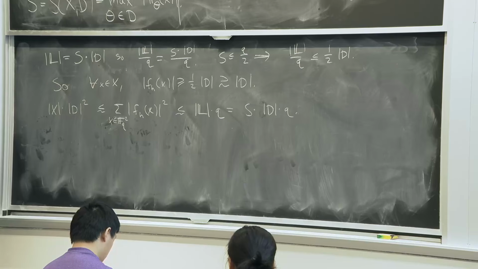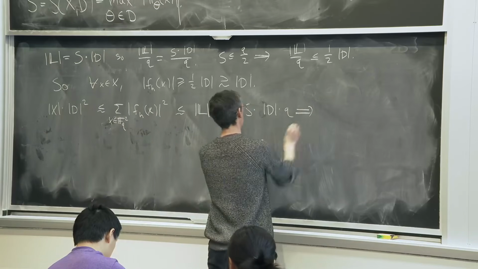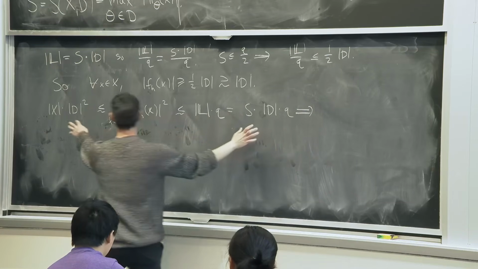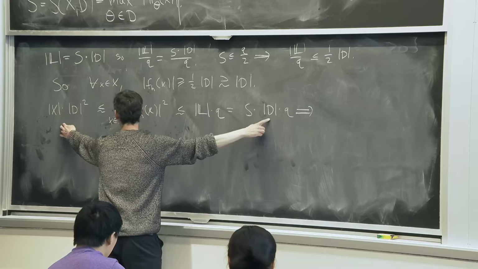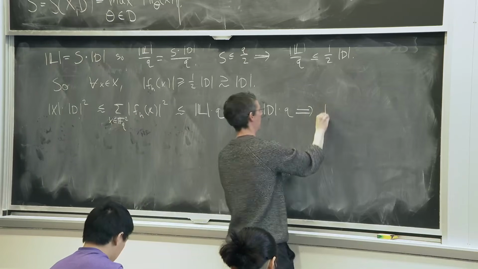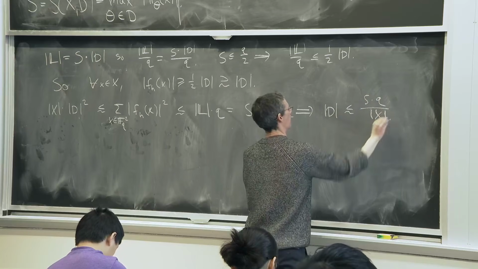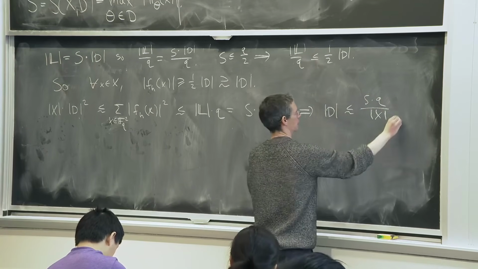OK, and now we just rearrange this, and it will give us some information about S and D and X and Q. So I'm going to get the D by itself, so I divide by that, and I divide by that. And I'm left with D is bounded by S times Q over X. There it is.